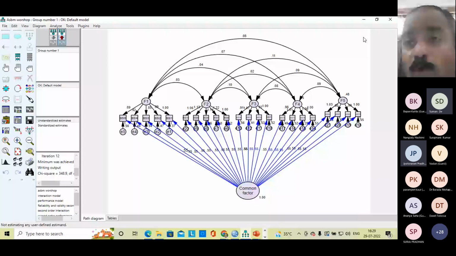If it is more than 0.5, after making it square, then there is an issue of common method biasness. That means it is not acceptable. More than 0.4, a little threat is there, but less than 0.4, there is no threat of common method biasness. But less than 0.3, it is excellent. It is excellent that you have no fear of common method biasness.